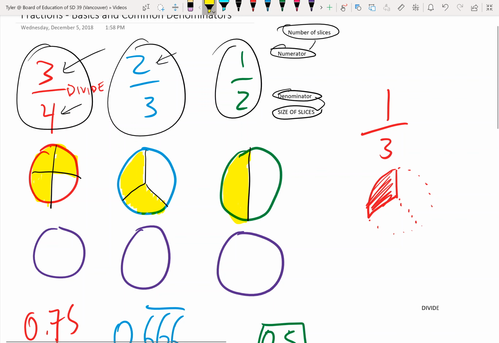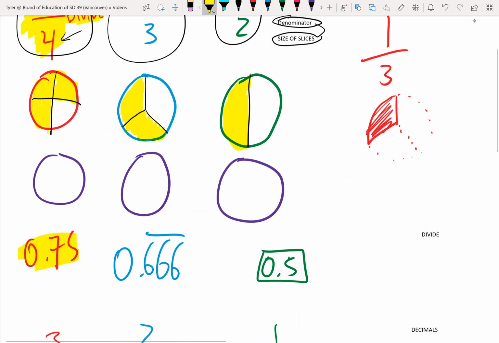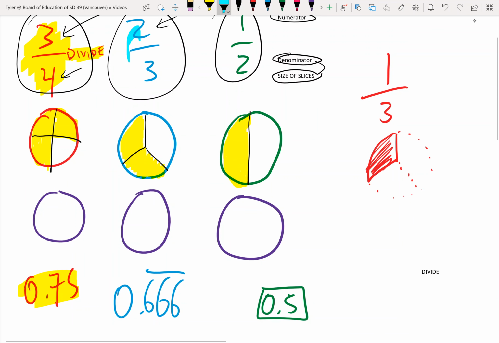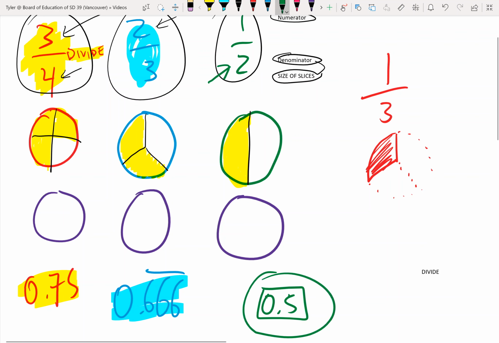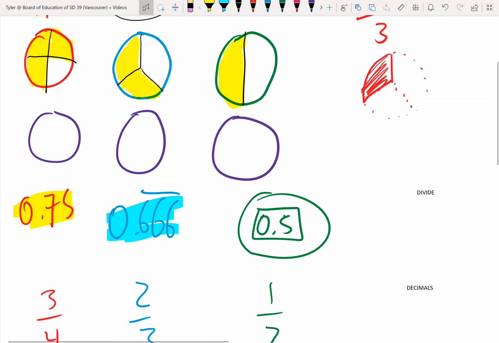So if you just take the number, for example, 3 out of 4, if you say 3 divided by 4, it'll actually give you a decimal, like 0.75. The middle one, 2 out of 3, will actually give you 0.666, and the third one, the green one, 1 out of 2, will give you 0.5. This is another way of looking at the numbers, and it helps us. It's easier to see this way.